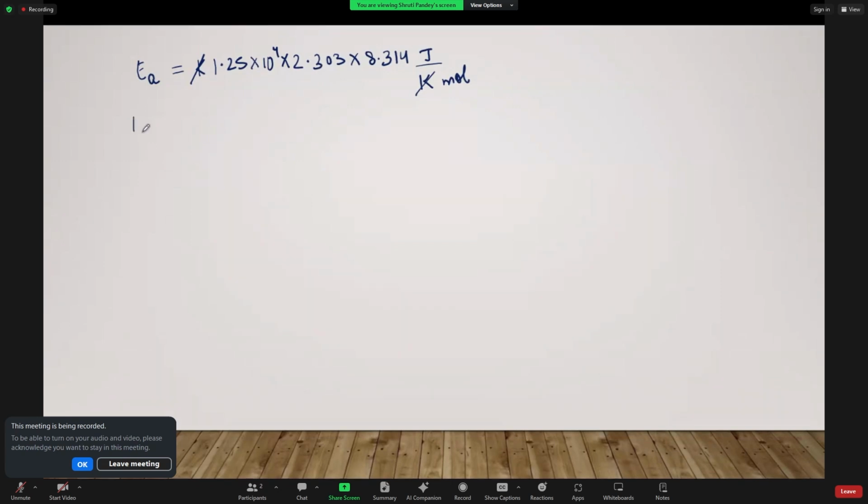So finally the value of activation energy would be, according to the calculation, this is a big number, 239,339.3 joule per mole. So this is the activation energy of the reaction which we have calculated.